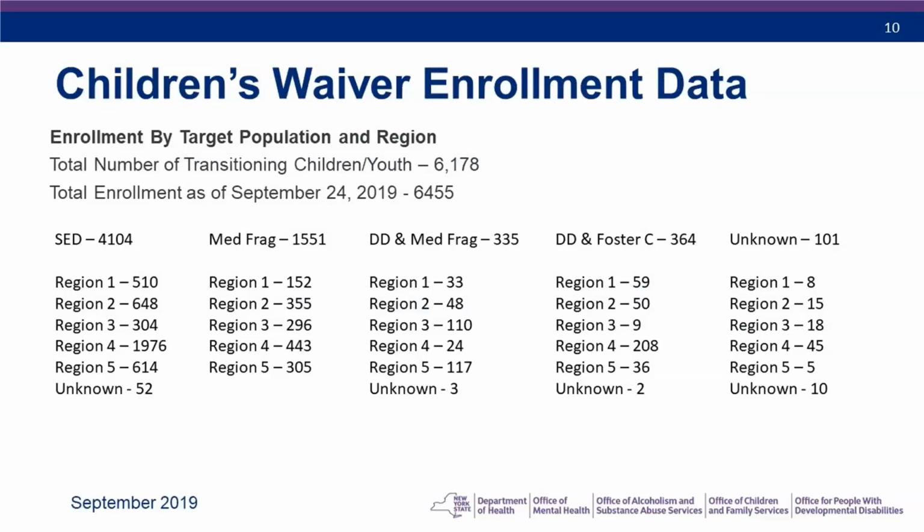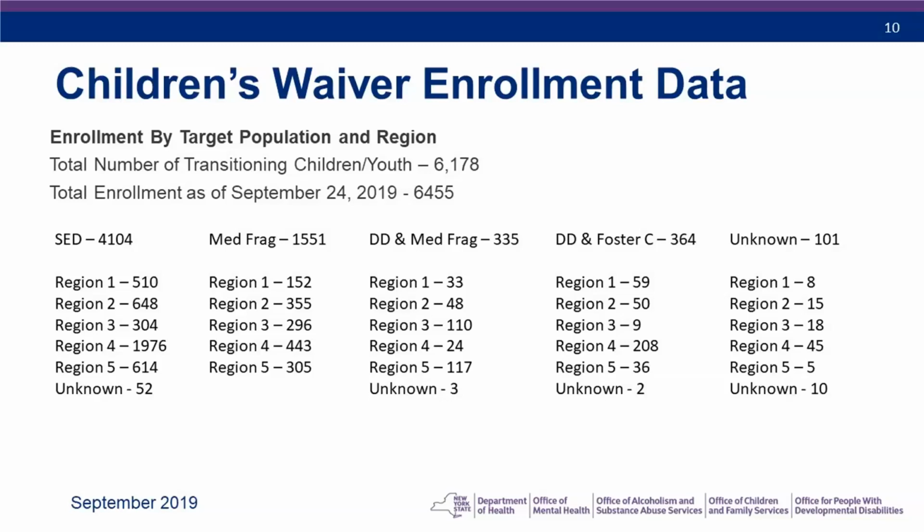So this is the first time that we have produced some numbers. We have still been doing quite a bit of cleanup from the transitional group. So you'll see here that there is an unknown. We are still in the process of doing some cleanup to ensure that all children that are being served in the waiver are counted. So the total number of transitioning kids that were reported by the six waivers and their providers to DOH was 6,178. And as of yesterday, we have enrolled 6,455. So you have the breakdown by the four populations, and as I mentioned, there is an unknown, and we are hoping that by the end of September, the beginning of October, we'll have that all cleaned up.